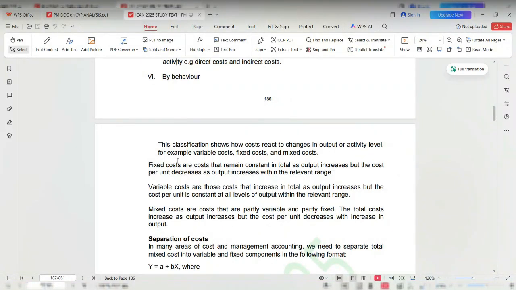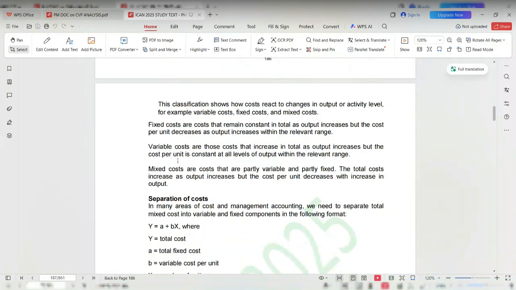That is an example of variable cost. They are costs that vary; as the level of activity, the level of output increases, it also increases. Yes, the cost per unit can still be constant. The cost at which you are selling one unit may still be constant.